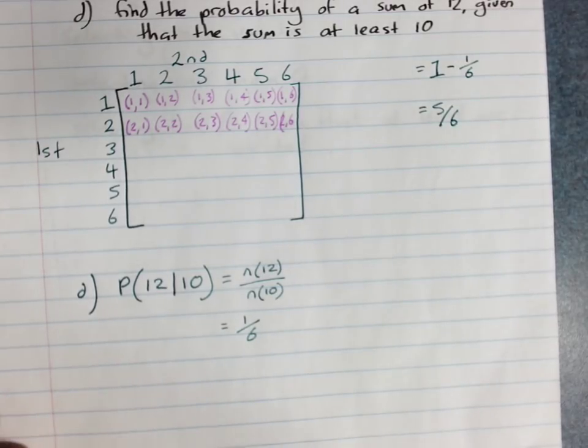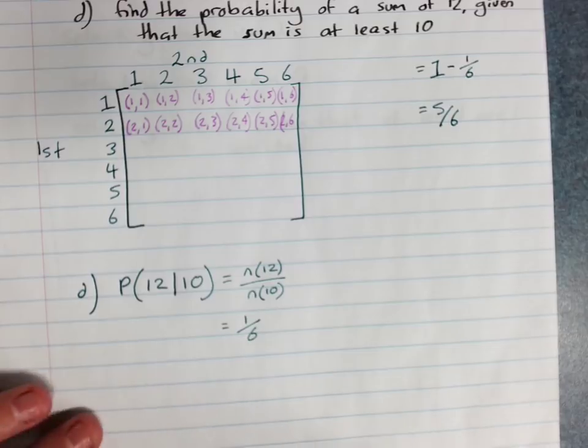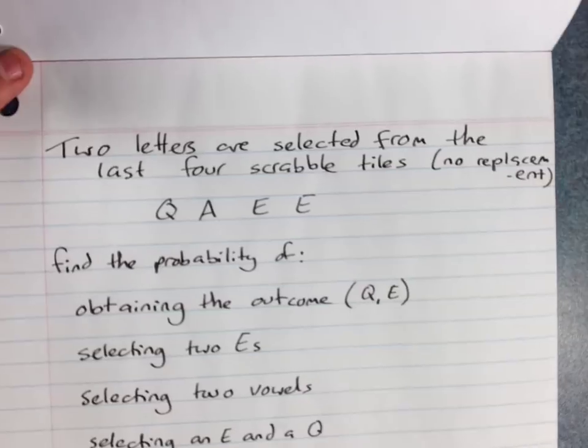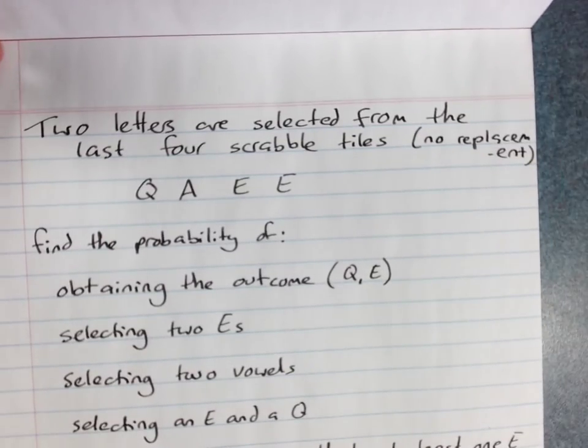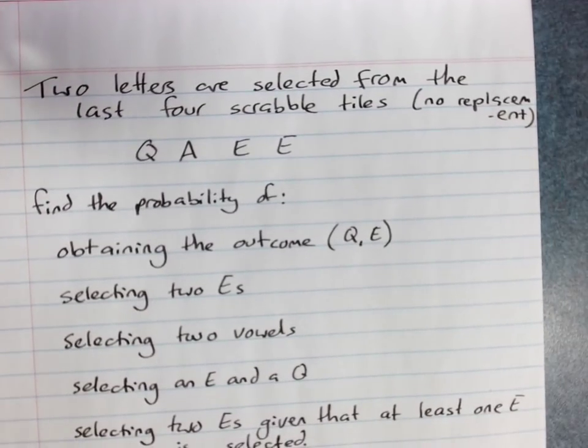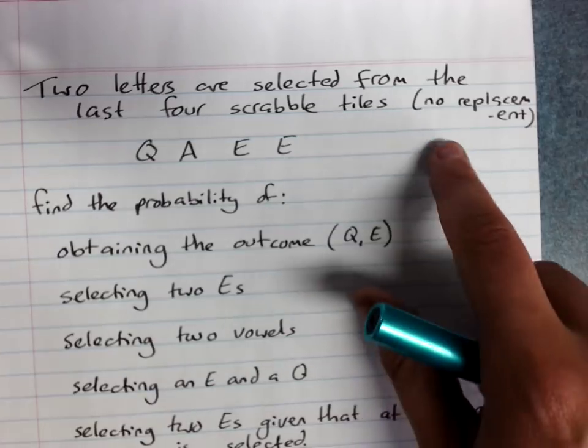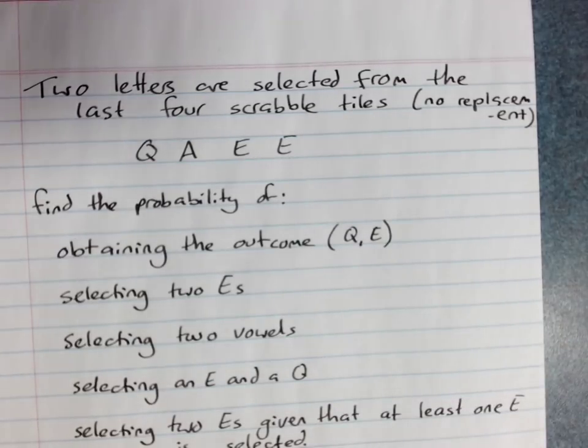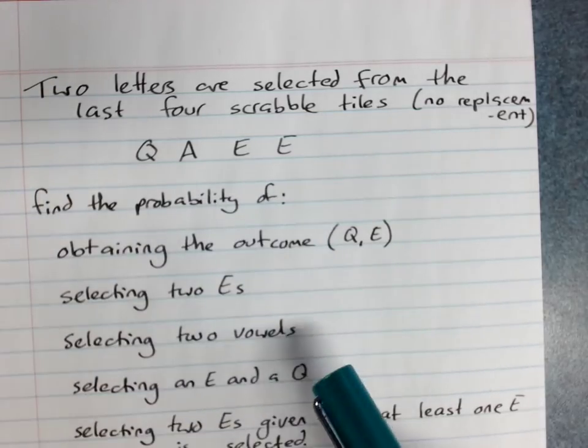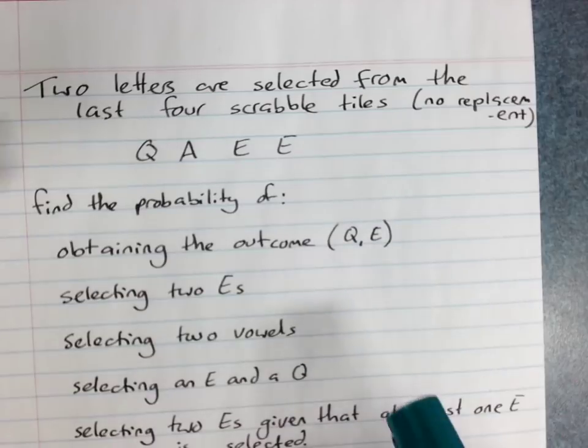Now, that is one way of looking at the tables. 2 letters are selected from the last 4 Scrabble tiles, and I've said no replacement. A lot of the questions will be without replacement or with replacement. It's a different option if you're saying, look, I take a letter, I look at it, I put it back, and then I take another letter. Or, as you would in Scrabble, you take a letter and then you take another letter, because you get to take and keep 2 letters. You don't put them back in between.